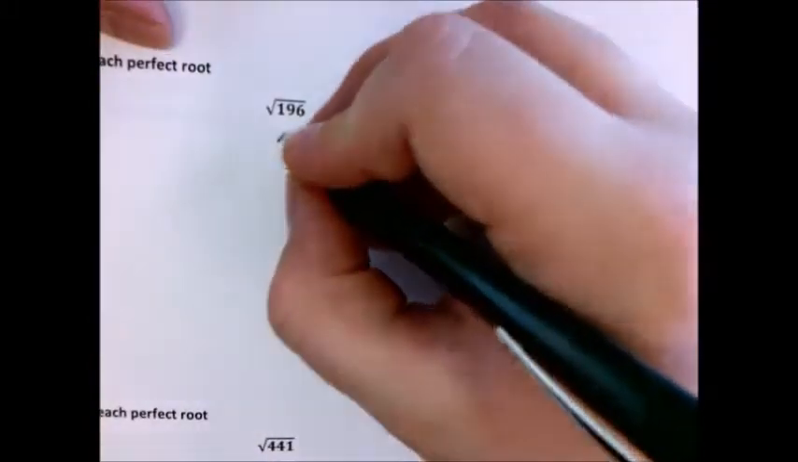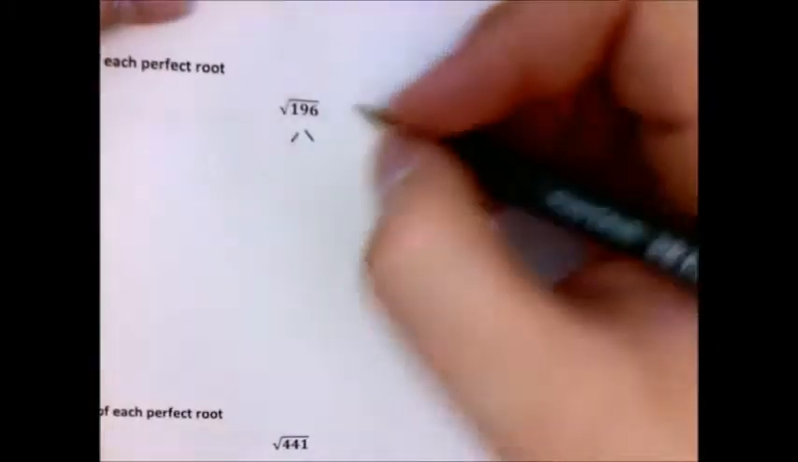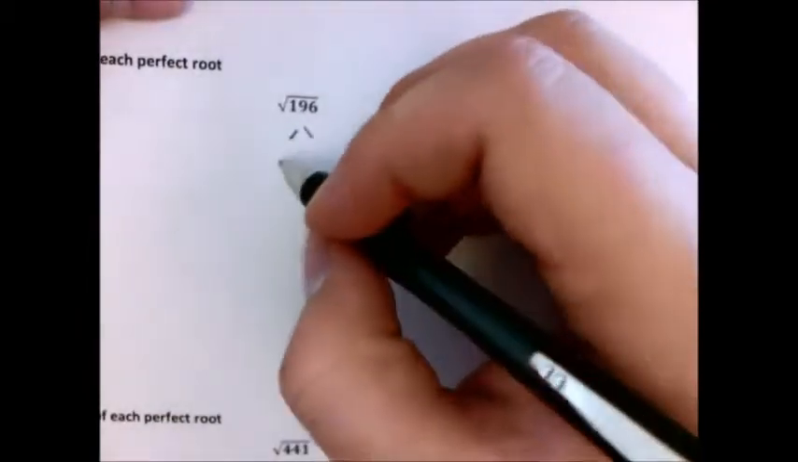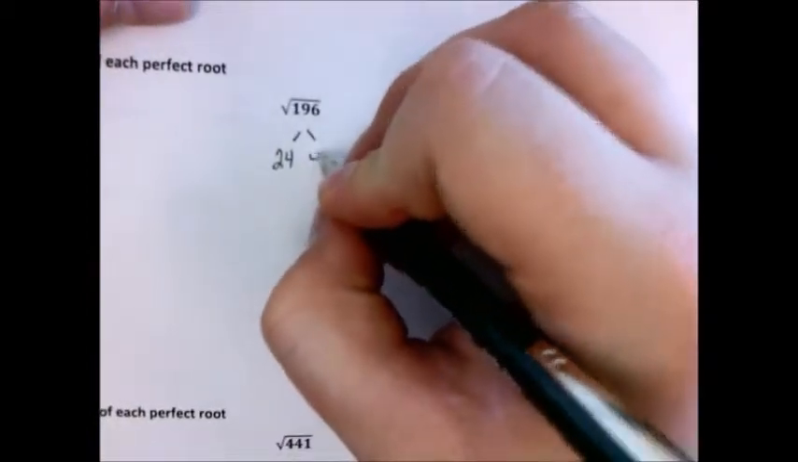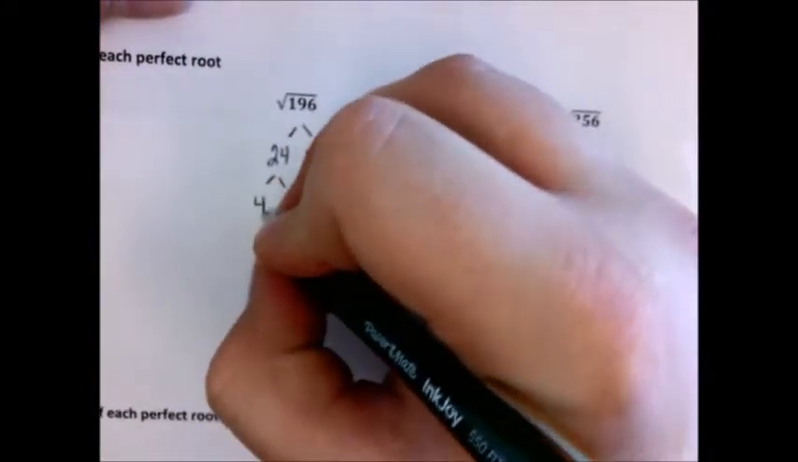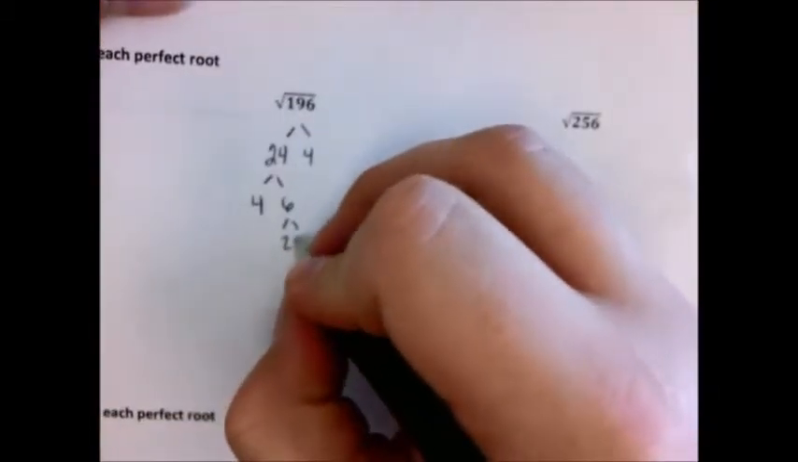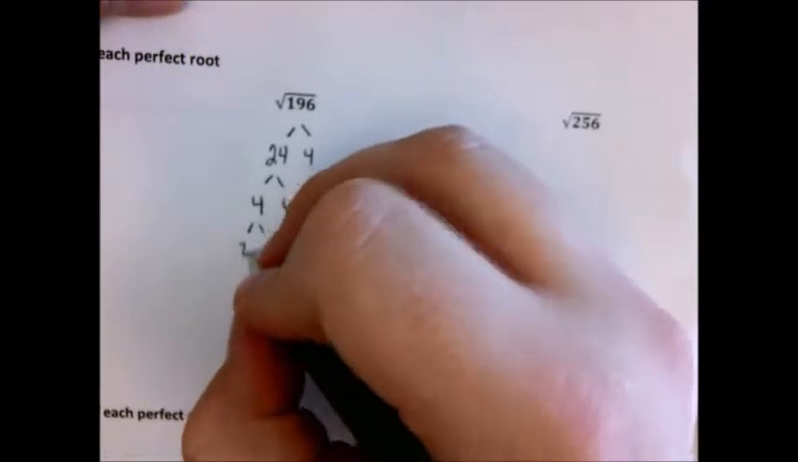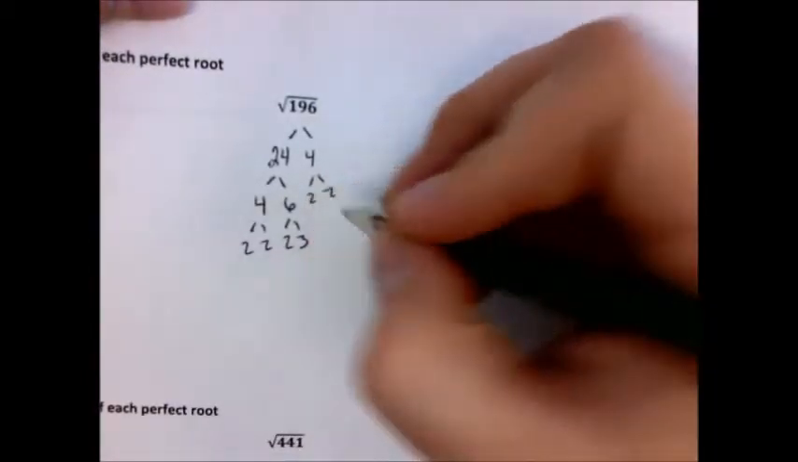196. Alright, let's break this down. I'm going to guess 4. You don't always know a number that's going to go in, so I'm just going to say 4 for right now. So what it looks like is I'm going to put 24 and 4, because if you take 196 and divide it by 4, you should get 24. Well, 24 breaks down into 4 and 6.